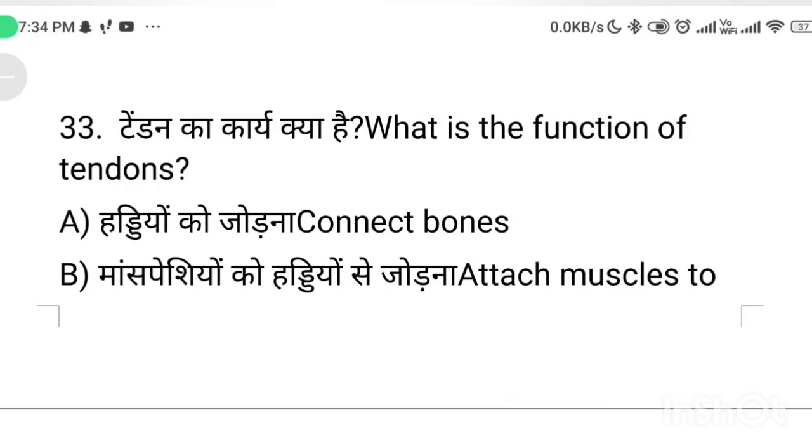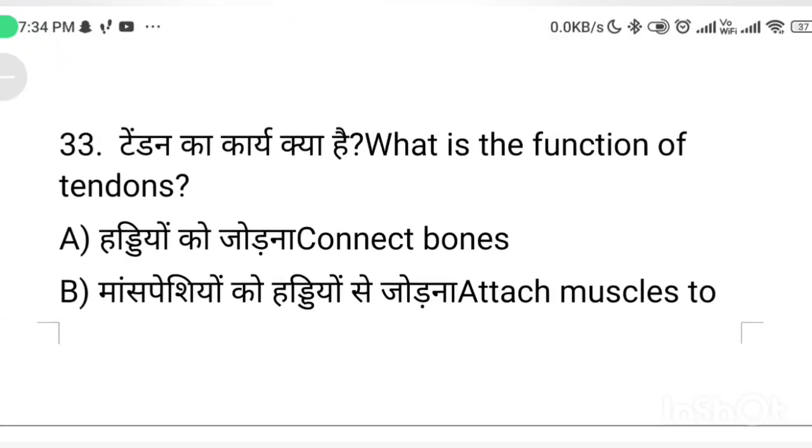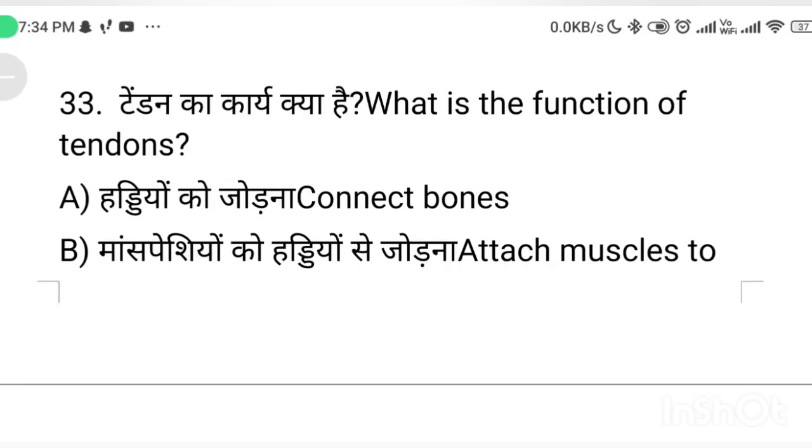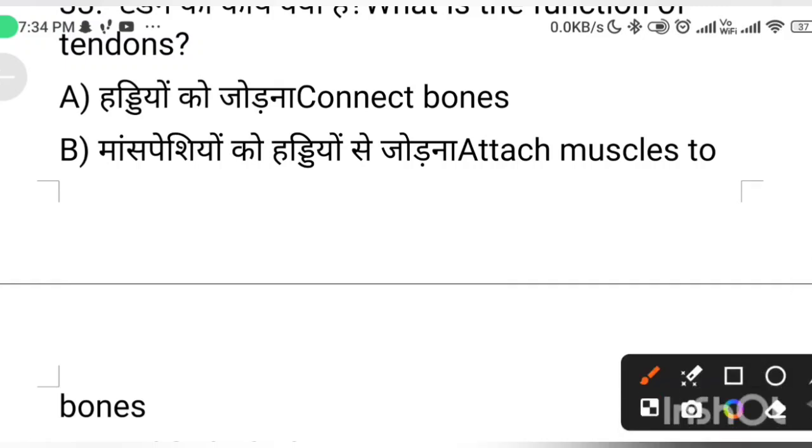What is the main function of tendons? Option A, connect bones. Option B, attach muscles to bones. Option C, connect muscles. Option D, form skin. Correct answer is option B, attach muscles to bone.